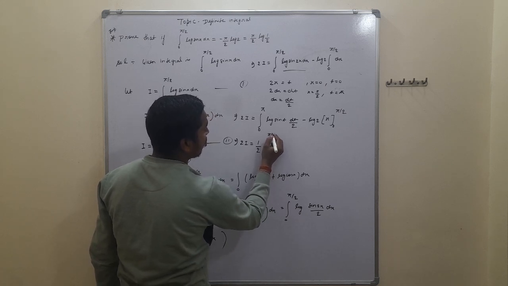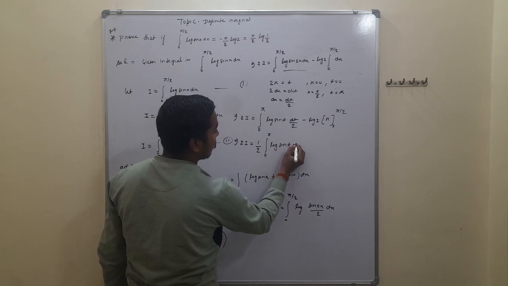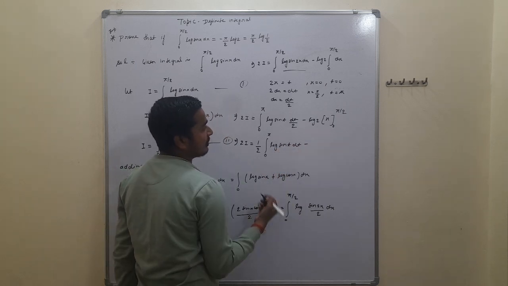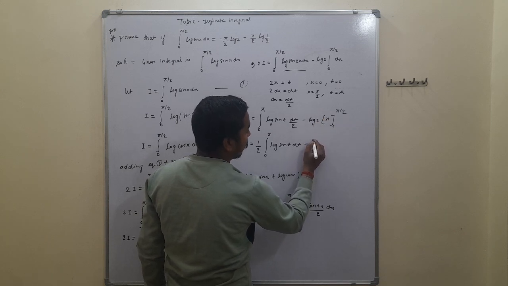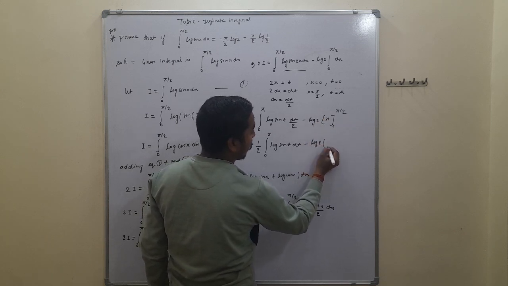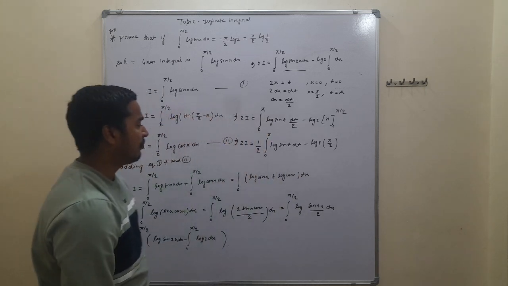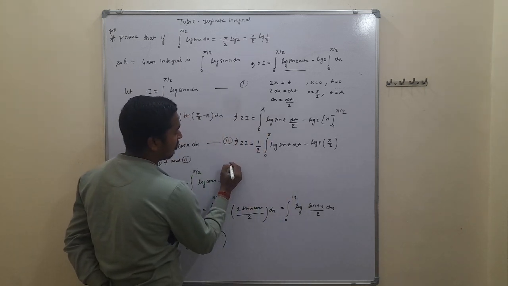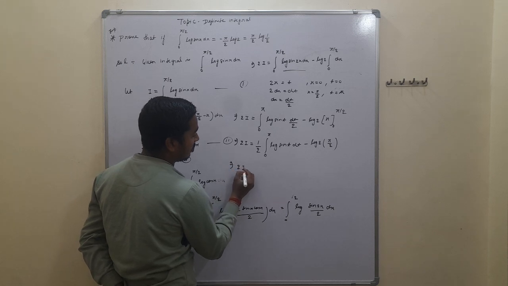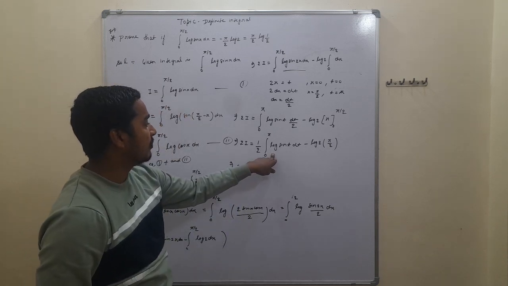integral with limits 0 to pi, log sine t dt, and when we put the upper limit, this is given by log of 2 into pi by 2. And further we have to solve. This is written as 2I is equal to, here we have to change the integration limit.